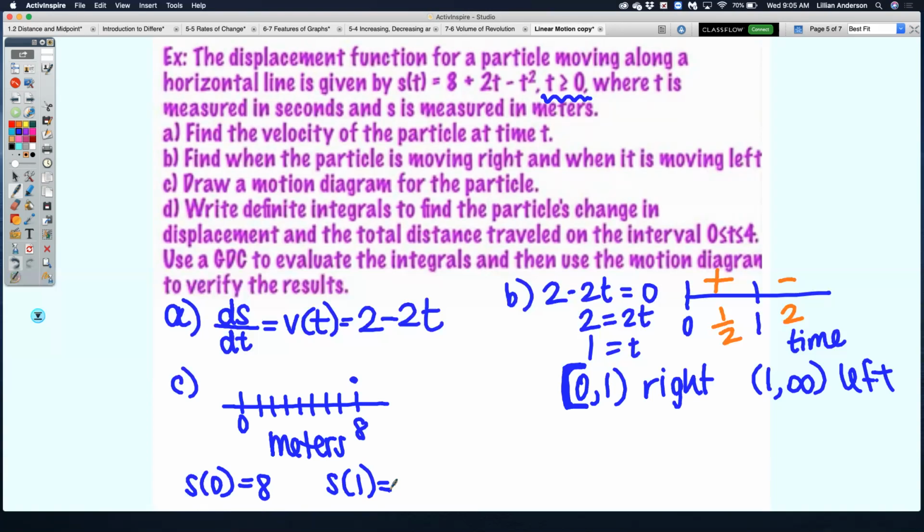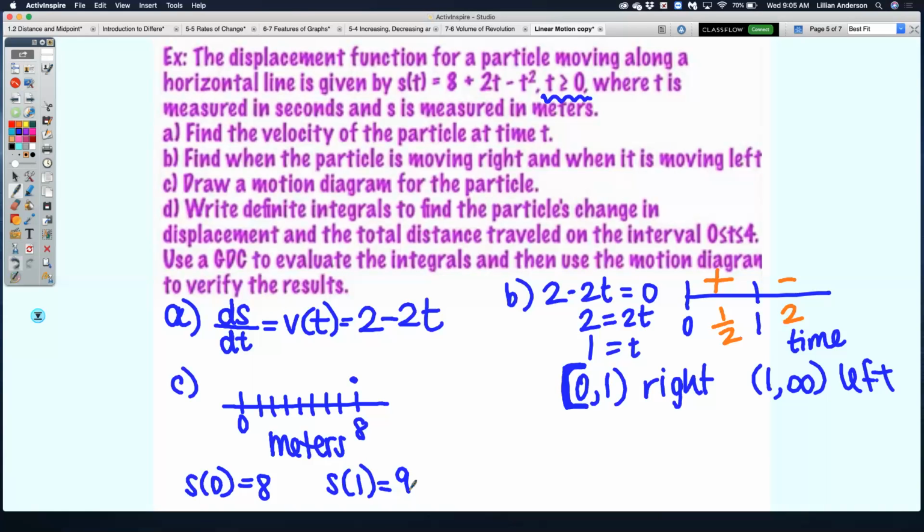What is S of 1? 9. It's 9, because we plug 1 into the original. Now remember, we're plugging in these particular values of t into the displacement function because we're trying to figure out where this particle is located after those respective times.